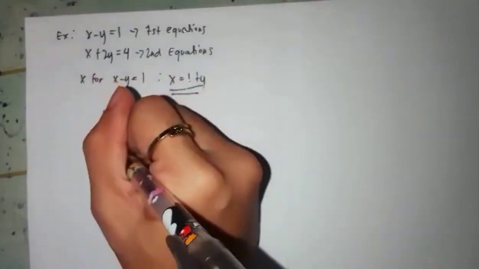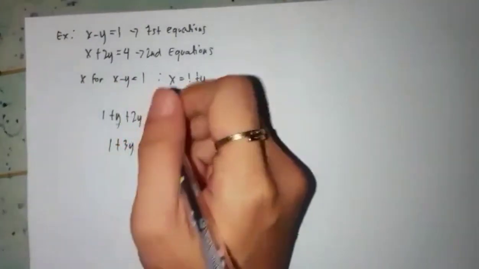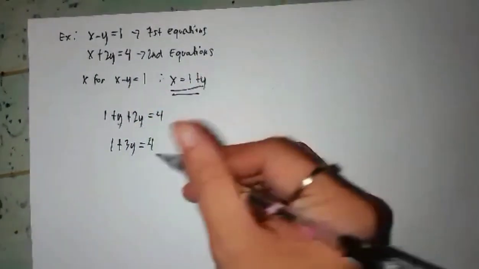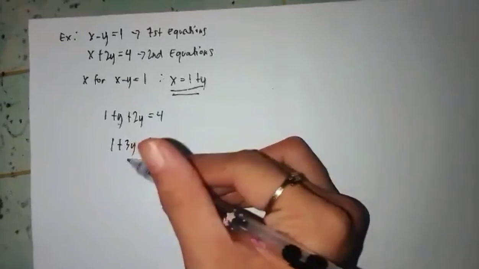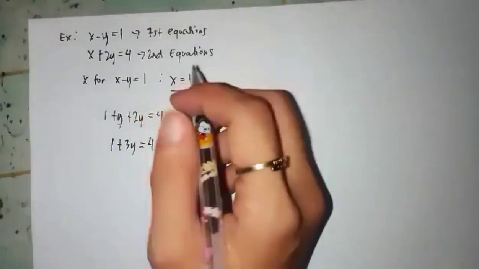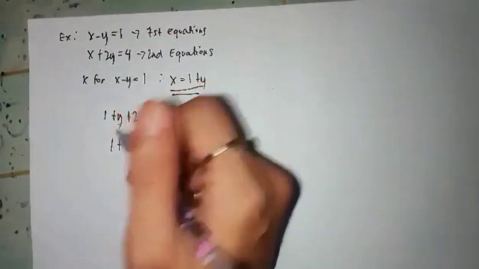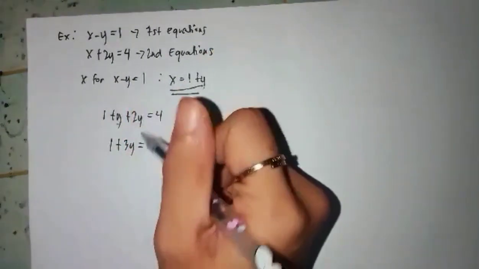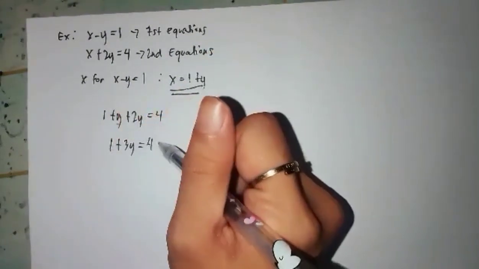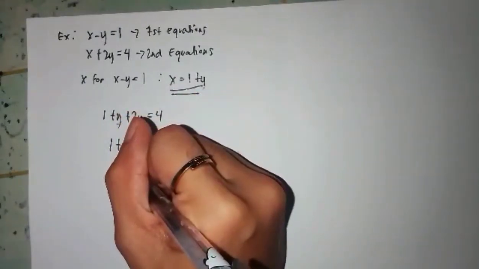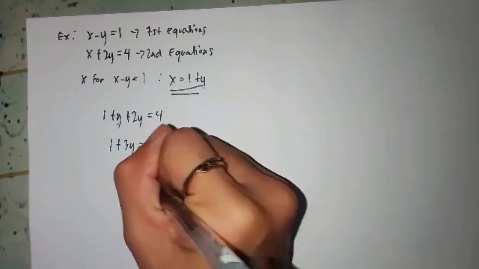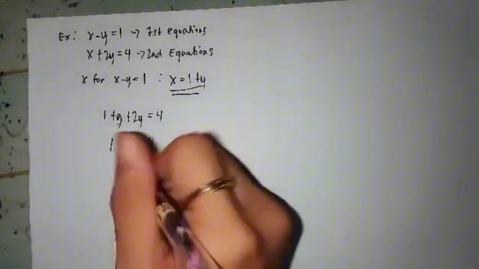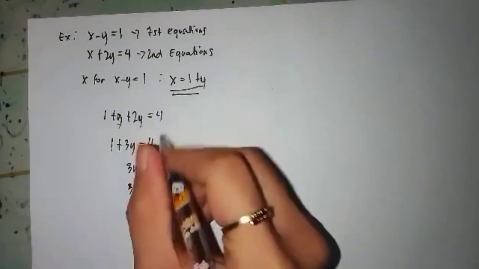Simplify. This becomes 1 plus 3y equals 4. Then we isolate y. The 1 is transferred to the other side, so it becomes 3y equals 4 minus 1. And then solve: 3y equals 3.